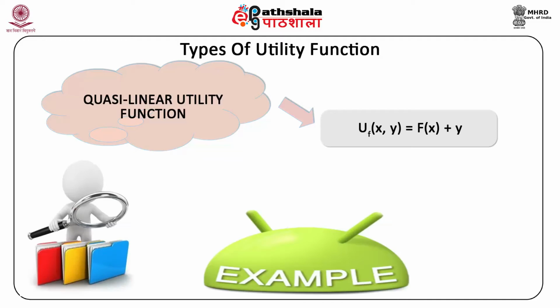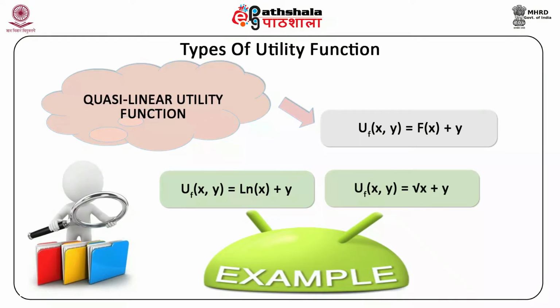Some specific examples of quasi-linear utility functions include a utility function UF of X, Y is equal to ln x plus y, and a utility function UF of X, Y is equal to root x plus y. Note, quasi-linear utility functions often may not particularly be realistic, but are easy to work with in theory.